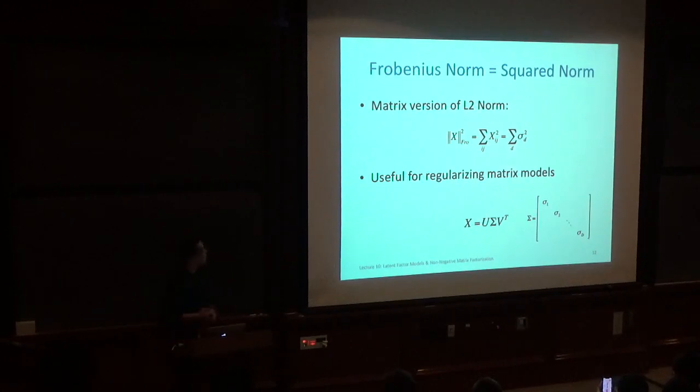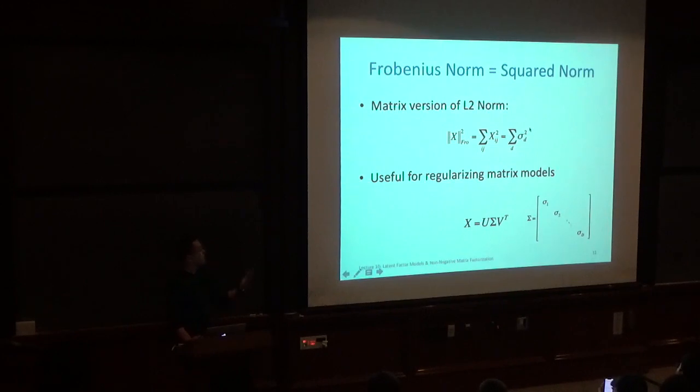So you can think of the Frobenius norm as the matrix version of the L2 norm. In the L2 norm, we compute the square root of the sum of squares of each entry of the vector. In the squared Frobenius norm, we compute the sum of squares of every entry in the matrix, which, by the way, is equivalent to the sum of the squares of the singular values of that matrix.